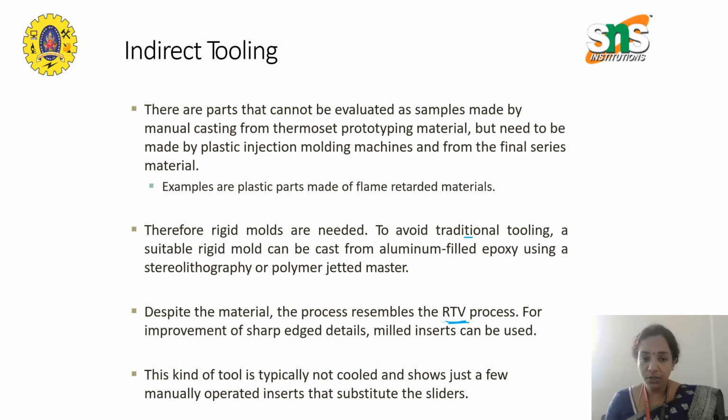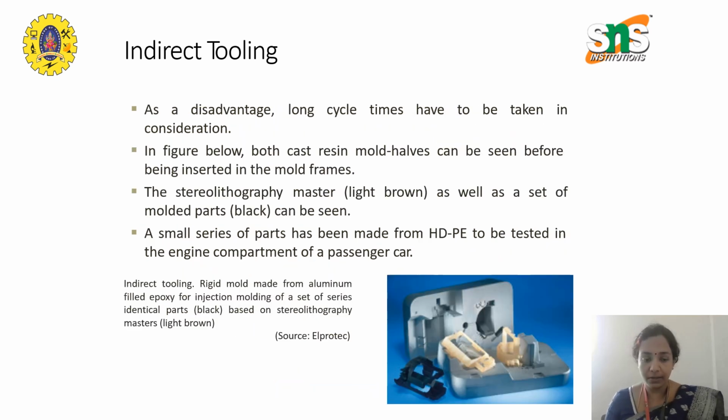To avoid traditional tooling, a suitable rigid mold can be cast from aluminum filled epoxy using a stereolithography or polymer jetted master. Despite the material, the process resembles the RTV process. For improvement of sharp edged details, milled inserts can also be used. This kind of tool is typically not cooled and shows just a few manually operated inserts that substitute the sliders.